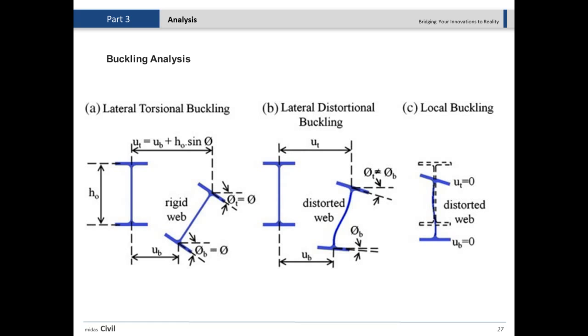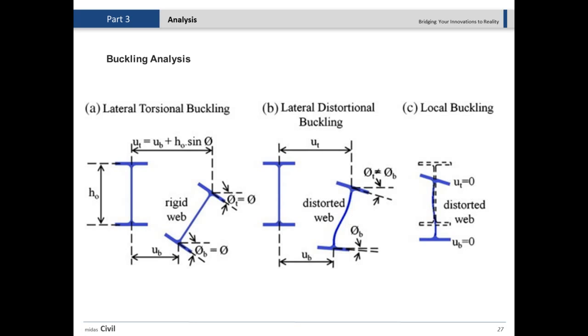So let's talk about the different types of buckling. You have lateral torsional buckling, which, as you can see, the section can go out of plane, and then you see what happens. We have additional rotations and also displacement. We have lateral distortional buckling, which not only displaces but also distorts the web, and definitely causes the flange to also rotate. And also we have local buckling.